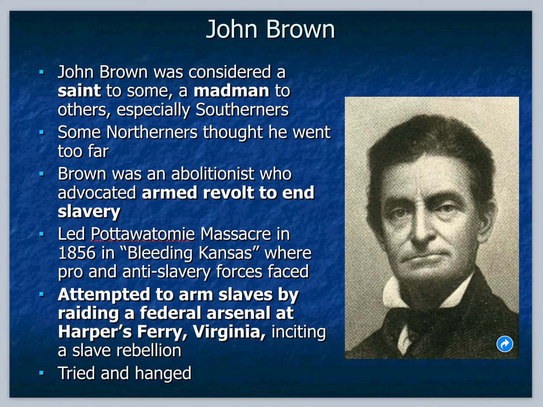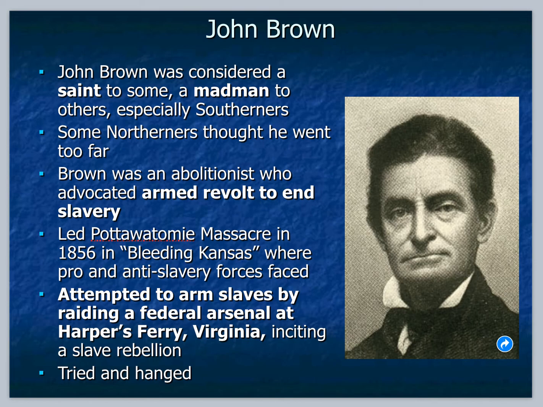John Brown was a polarizing figure. In the North, he's considered a saint. He's a saint to slaves. In the South, he is a madman, a treasonous madman. John Brown is an abolitionist, and he plans an armed revolt to end slavery.